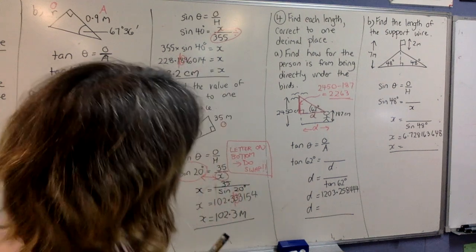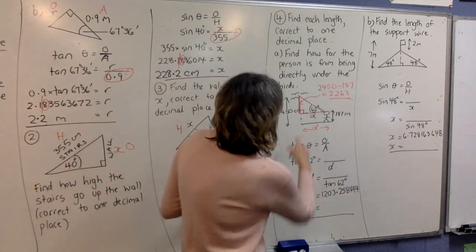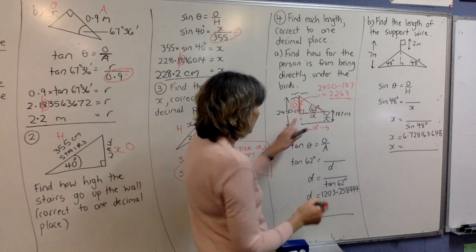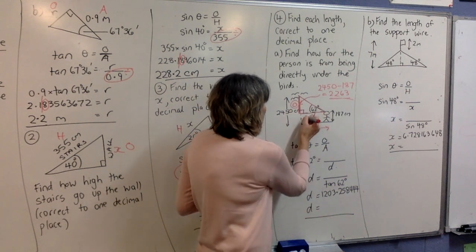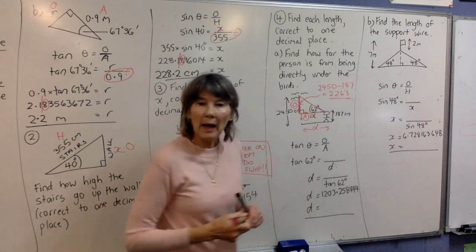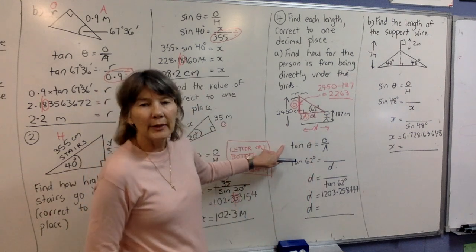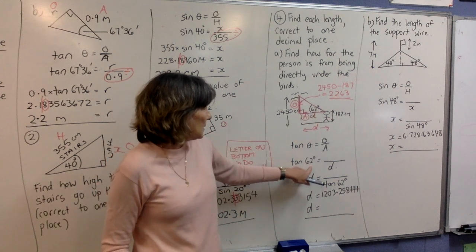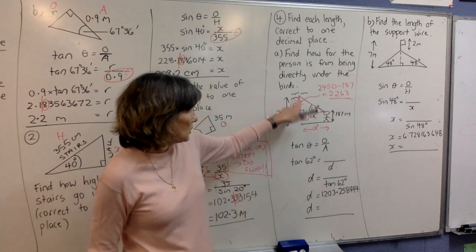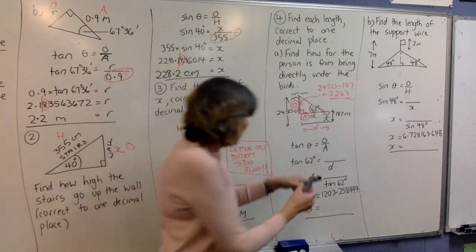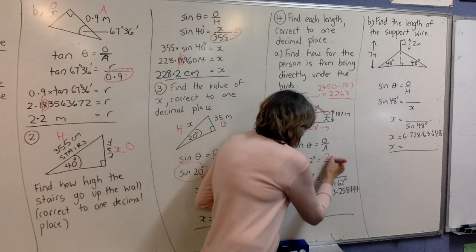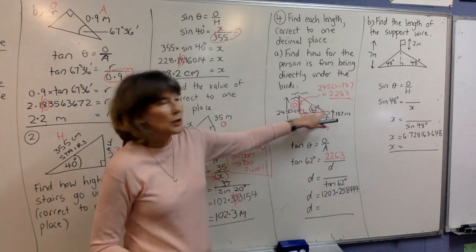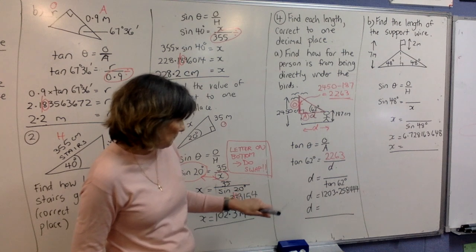Okay, so now we're going to label the sides we know. So that side there is opposite our angle, so we have an opposite side. And this one that we're looking for is the adjacent side. So we are using tan. Tan theta equals O over A. Now I'm going to put the angle in. Tan 62 degrees equals 2,263, we just found it, over adjacent side, we've got D written down there.